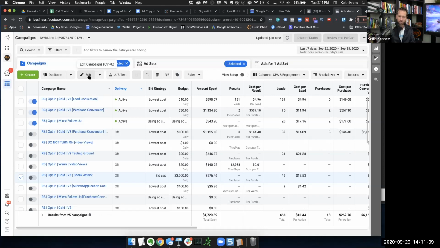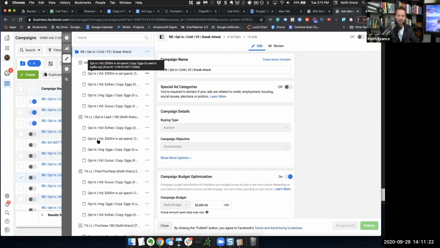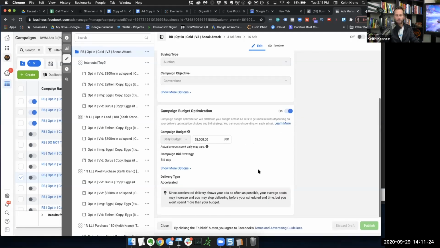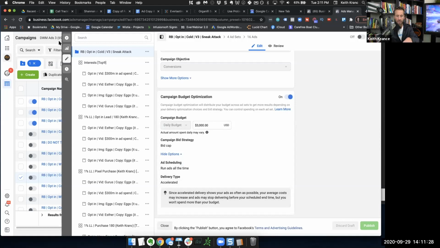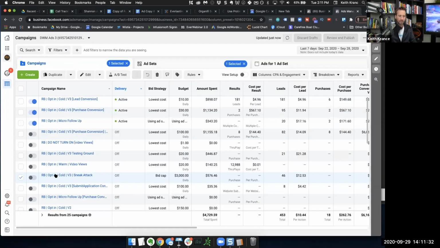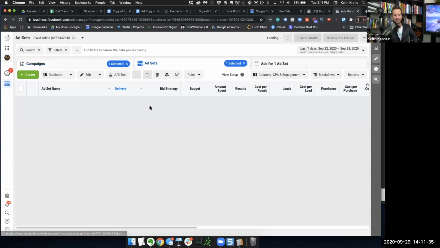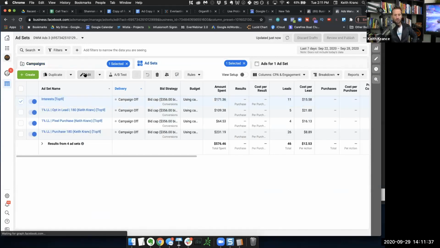Does that make sense? Because it's not accelerated delivery. It's a normal delivery. But when you use accelerated delivery, what that's going to do is it's going to deliver everything right away. So when you're using accelerated delivery, so I'm using accelerated delivery at the campaign level. So let's click into the campaign. Now we're at the ad set level.